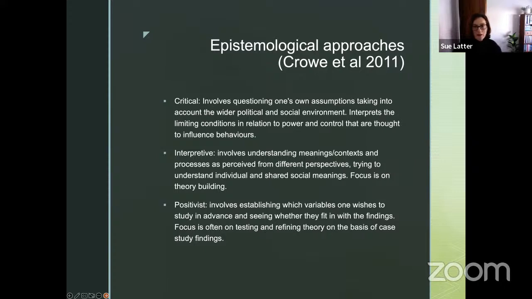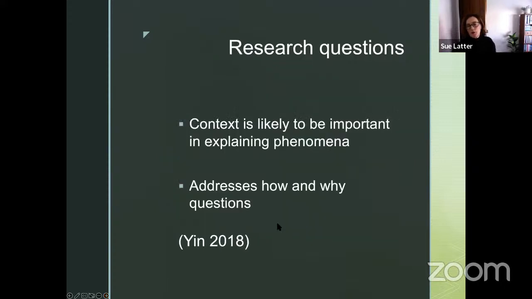Hoping I'm making sense. Okay, so what sort of research questions might be really suitable for case study design? When context is likely to be very important in explaining the thing you're interested in. As I say, it's not the only design where you can pick up information about context, but it's likely to be a really powerful one for generating a lot of information about context. And Ian also talks about it being very useful for understanding how and why type questions. So, if you get rich enough data, it will give you explanation about why things are happening.